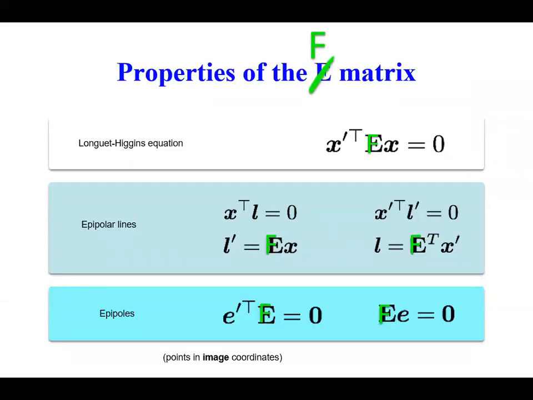So going back to the equation that I just showed you, X dash transpose EX equal to 0, what we need to do with all of these is just remove the E and put the F. Remove the E and put the F, and all the equations will be correct.